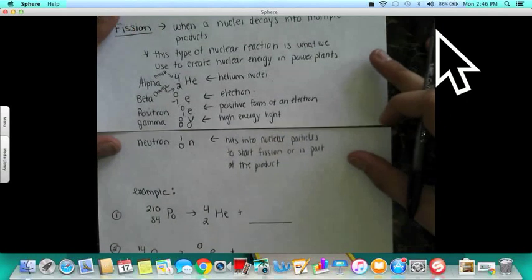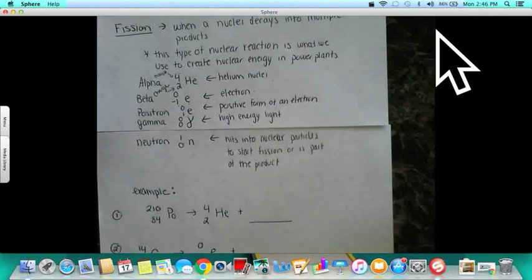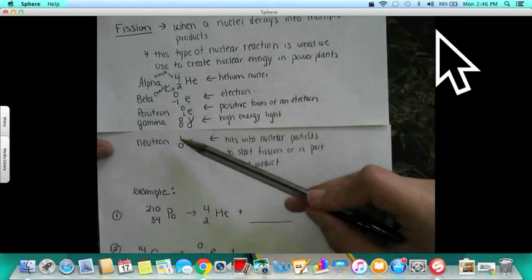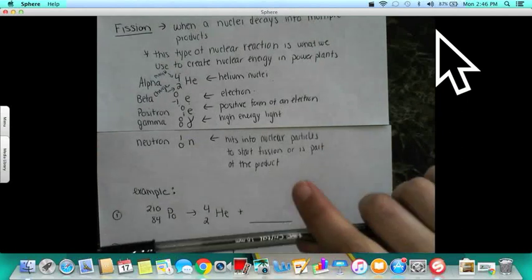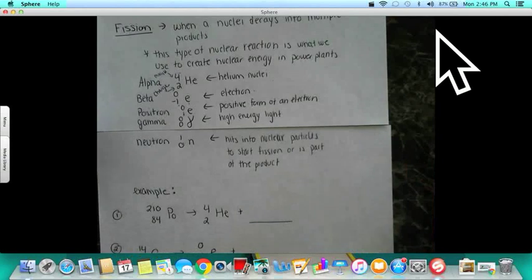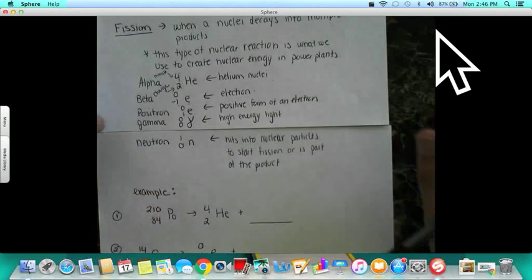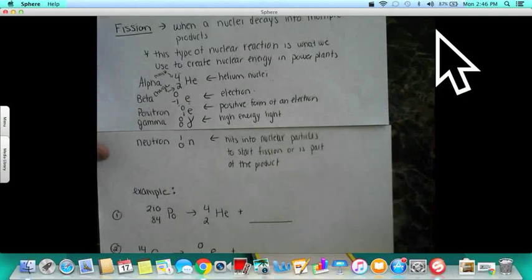And then we have a neutron, which isn't really a nuclear particle, but you're going to see them a lot in our nuclear reactions, and it's 1, 0n. And so we typically see them either hitting into nuclear particles to get a reaction started, or it's going to be used on the product side to balance out the mass.